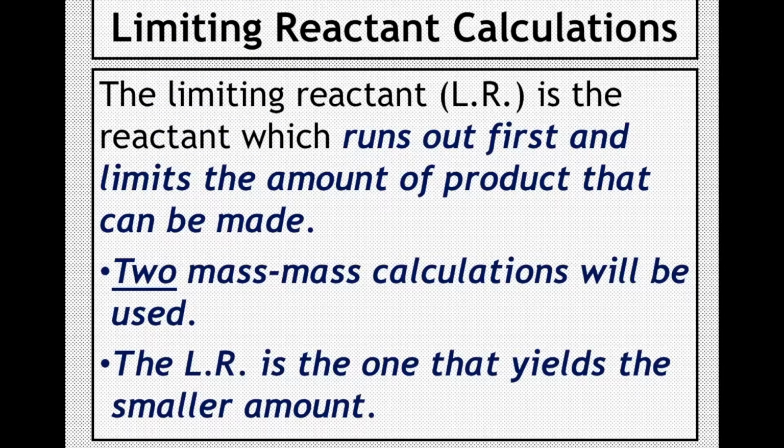So what is that transition? Basically, the limiting reactant is the one that will run out first, and it limits the amount of product that can be made, okay? So we're actually going to calculate two mass-to-mass calculations, and then you're going to pick the limiting reactant, which is just the one that will yield the smaller amount.